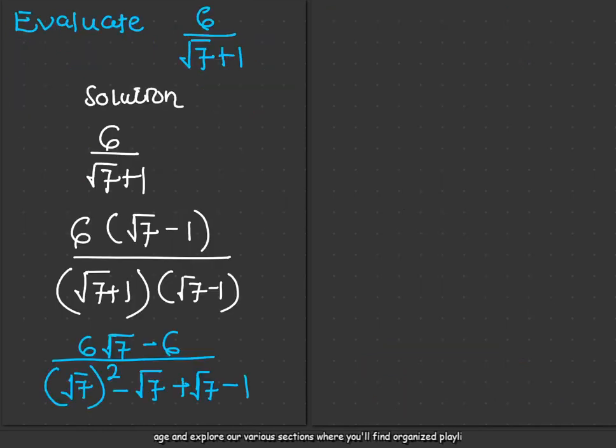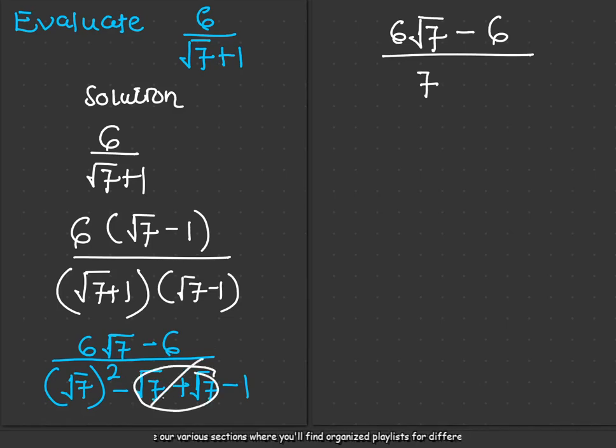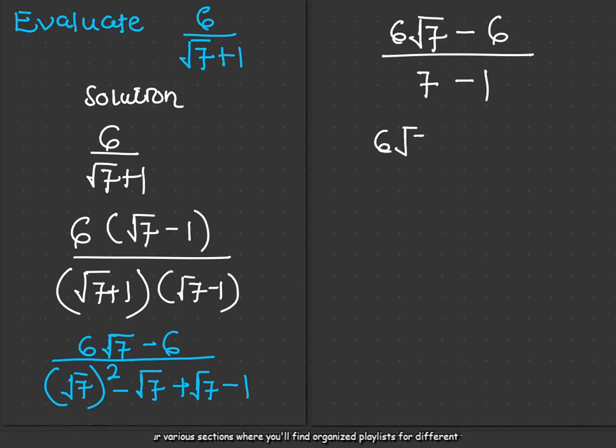So let's see how we are going to simplify further. Simplifying further, we have our numerator remaining as it is, right? So our numerator remains as it is, and then we have 6 root 7 minus 6 all over root 7 squared, which gives us 7. Then we have all of this going off as I said earlier on, so minus 1. 6 root 7 minus 6 all over 7 minus 1 gives us a 6.